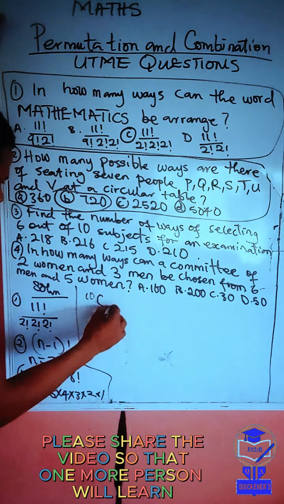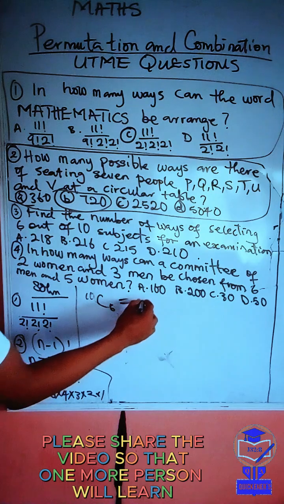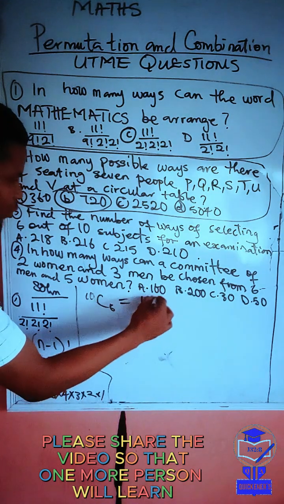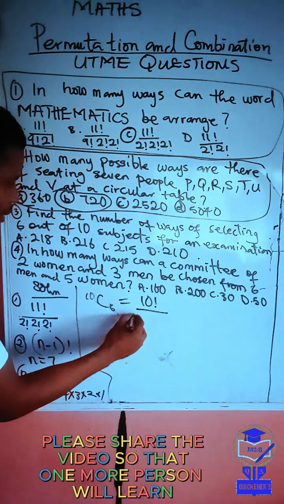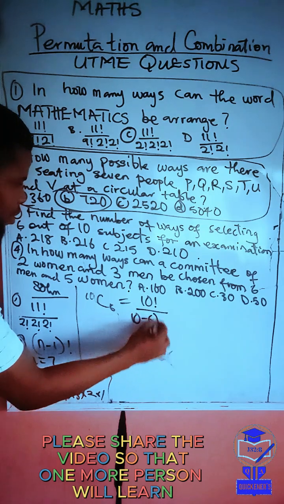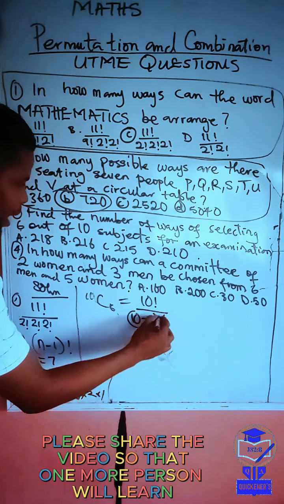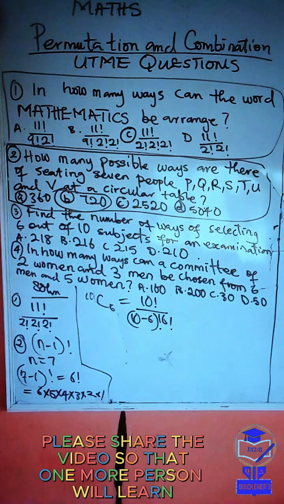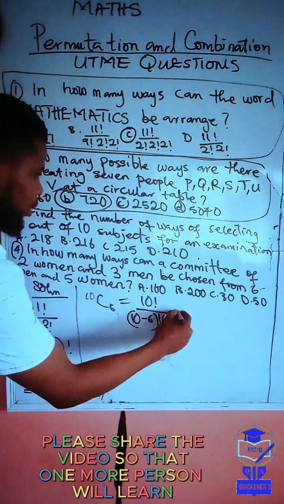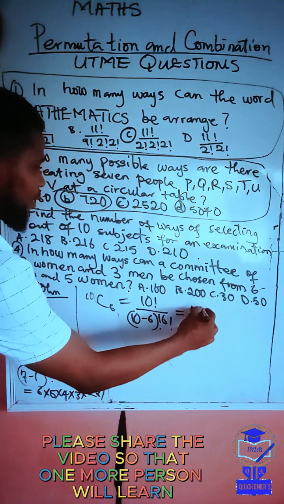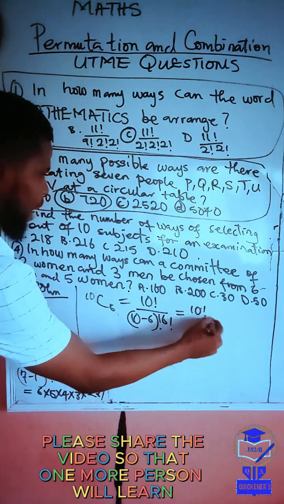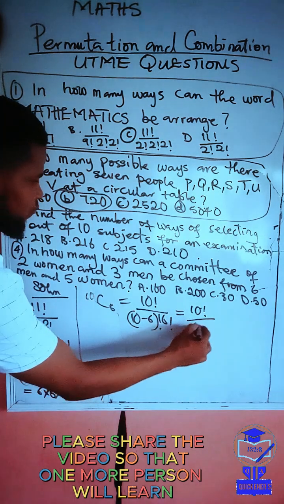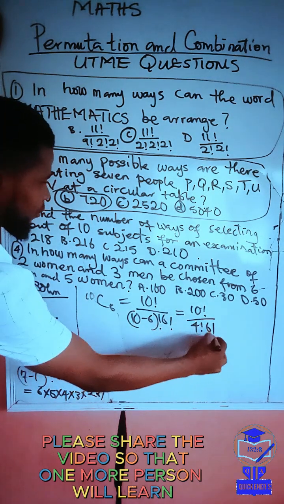That would be 10 combination 6. So what's the formula? 10 factorial over 10 minus 6 factorial, then 6 factorial. Right? So that's 10 factorial over 10 minus 6, that's 4 factorial, then 6 factorial.